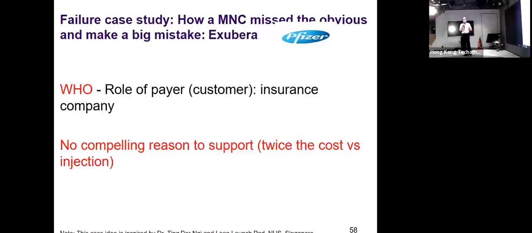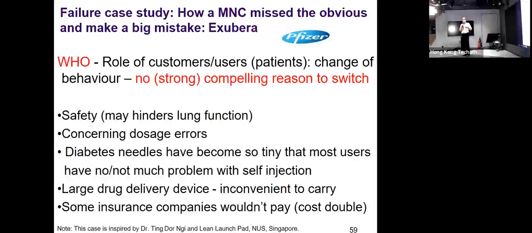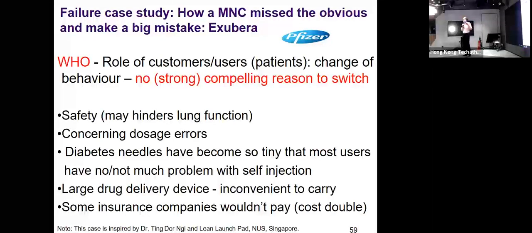Why? Because the spray, Exubera, into the mouth costs twice as much as a needle injection. So insurance companies have no compelling reason to pay because there is a cheaper alternative. So some insurance companies just do not pay. Now on the customer or the patient itself.